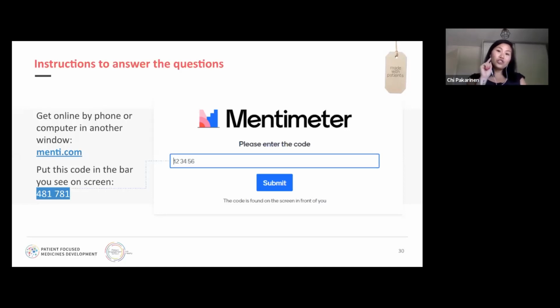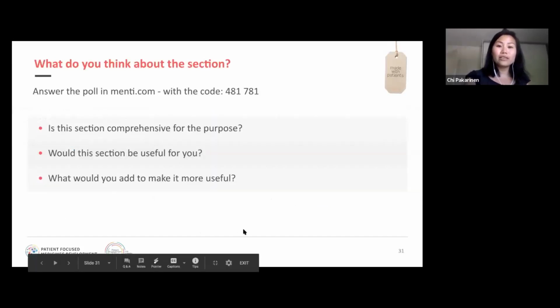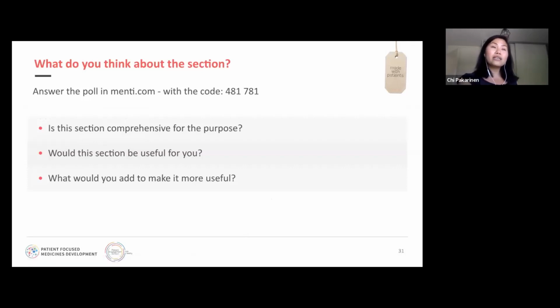Once you have chosen the most appropriate options, the next question you will see, so we'll give this just a couple of minutes. I'm going to show the questions quickly here. The next question you would see is, would this section be useful for you? So we want to understand a little bit, how did you find it? You don't know the full contents yet, but from just scratching the surface, what do you think? And also tell us, what would you add to make it more useful? So the code is 481781 in menti.com, and we'll keep the questions open slightly longer.